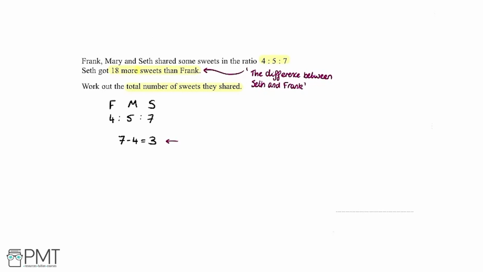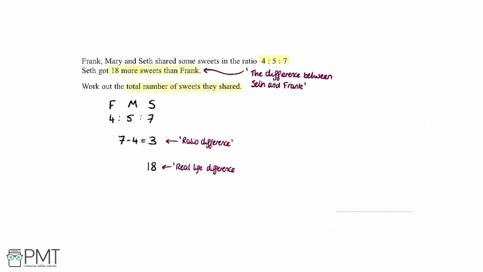I'm going to label this, and hopefully it will make sense in a minute. I'm going to label it as the ratio difference. This isn't the actual amount of sweets they've got. This is just the ratio between the different people. However, we know in real life the actual difference is 18, because Seth has physically got 18 more sweets than Frank. So labelling this, I'm going to call it the real life difference.